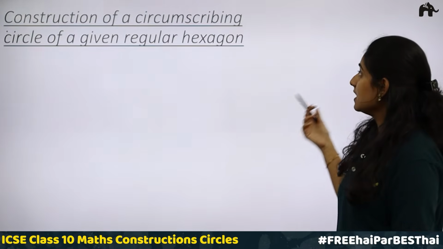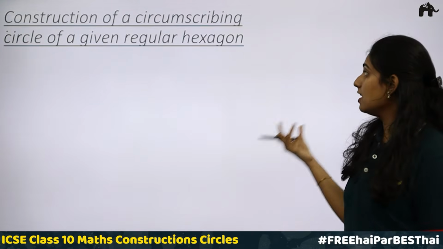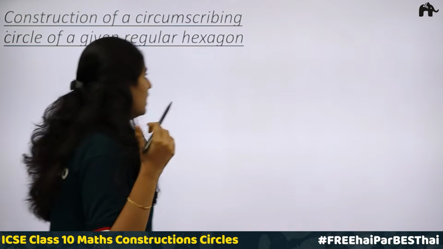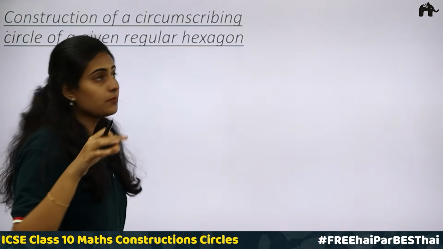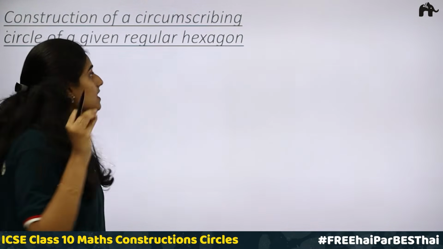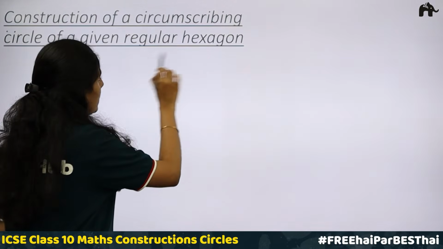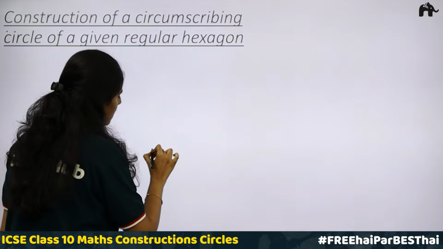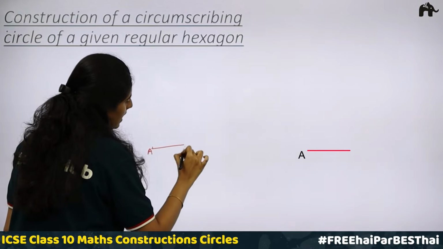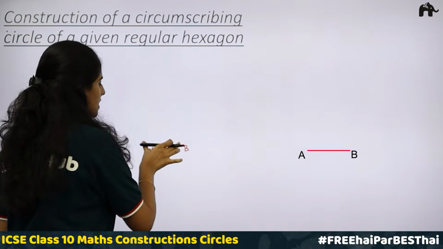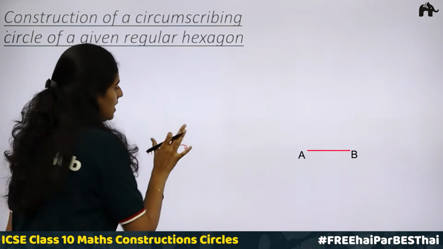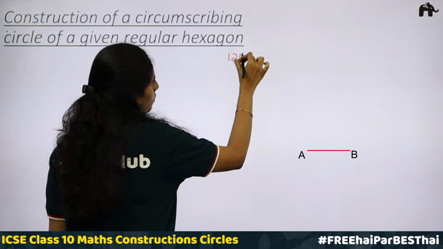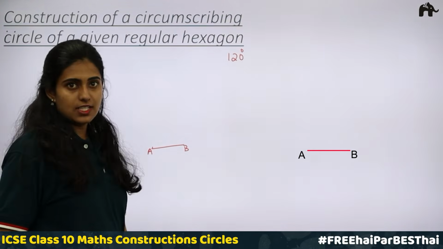Okay. Next is the construction of a circumscribing circle of a given regular hexagon. What is a regular hexagon? Hexagon we know is a polygon with 6 sides. And a regular hexagon is when all the sides are of equal measure. Here, I have taken a line segment AB. This is a side of the regular hexagon. In a regular hexagon, all the angles will be of equal measure and that is 120 degrees.